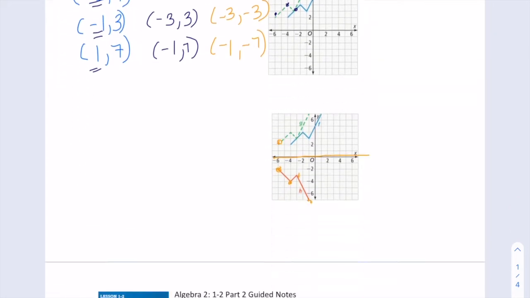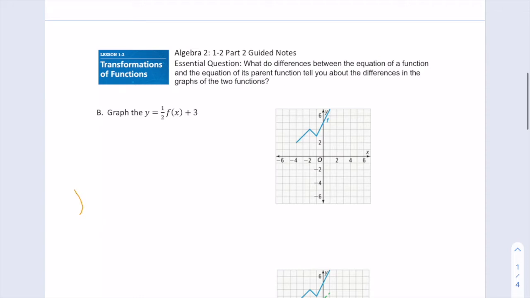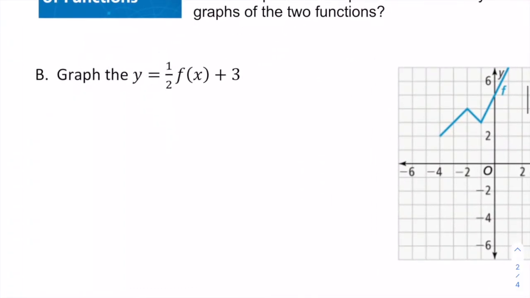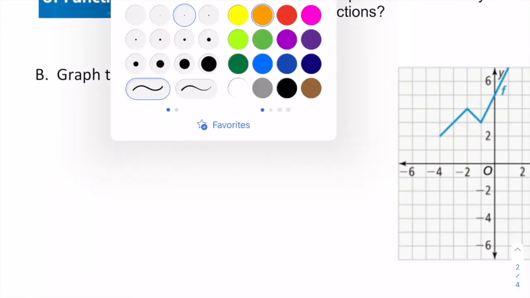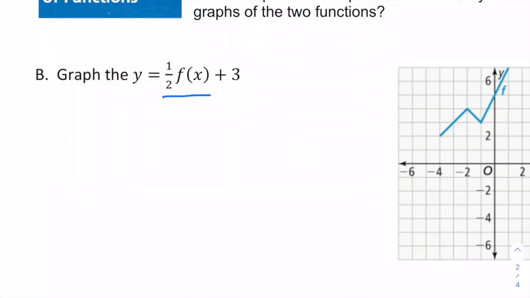Okay, let's look at the next one. All right, so this one here, we have f of x. So you can kind of see that this 1/2 is in front of the f of x. So that means it's going to be a vertical compression. It's going to push it down so it's flatter. So I'm going to put these points here, and they're the same from the previous page.